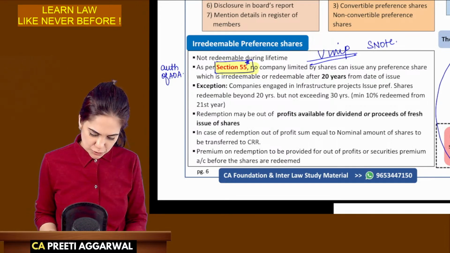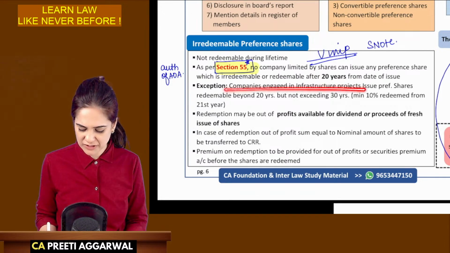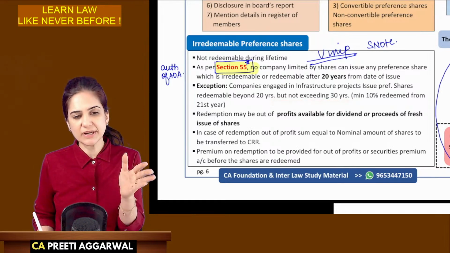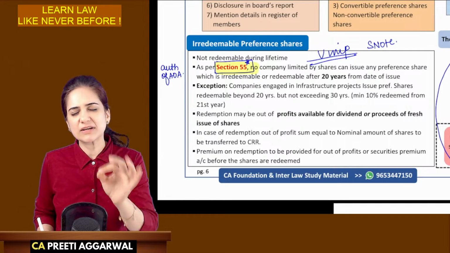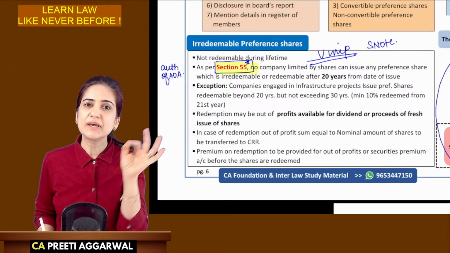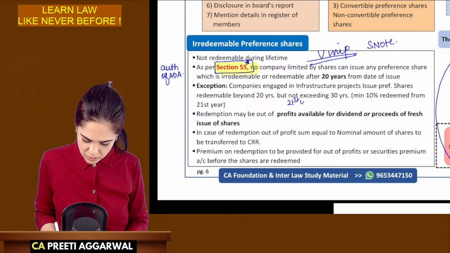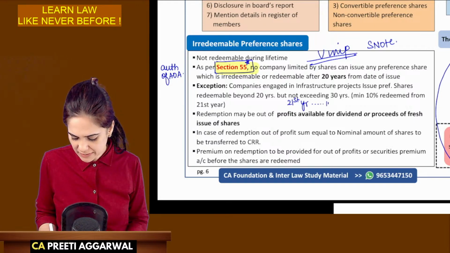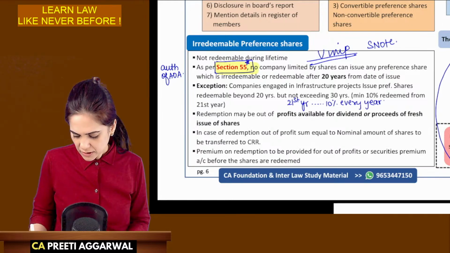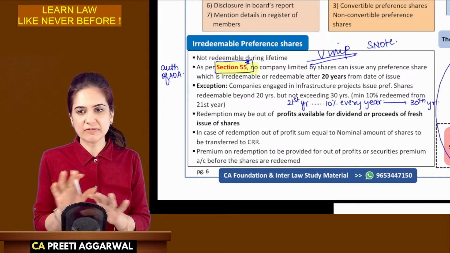So company will issue preference shares, but they have to be redeemed within 20 years. Only in case of companies engaged in infrastructure projects, it can be redeemed beyond 20 years, but not 30 years. Provided that every year at least 10% will be redeemed up to the 30th year. So from the 21st year onwards, I will redeem at least 10% every year. It means that by the time I reach the 30th year, everything will be redeemed.